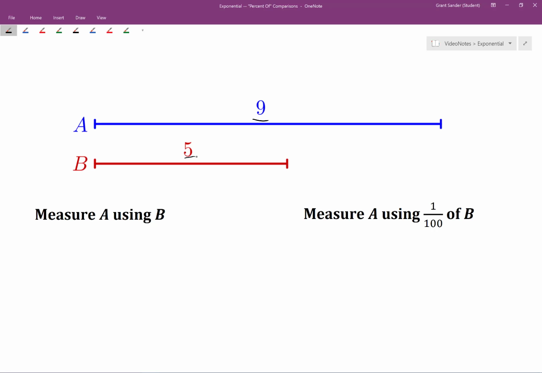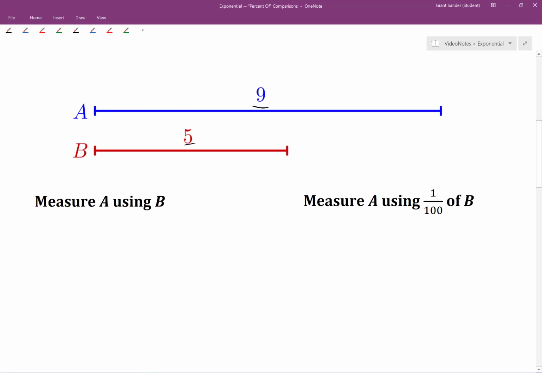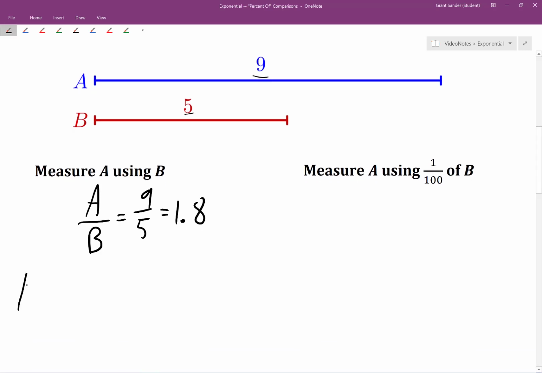If we visually look at this, A is a little less than 2 times as long as B, so the measure of A in units of B is a little less than 2. But we can be more precise since we know the values of A and B. The measure of A in units of B is A divided by B, which is equal to 9 divided by 5, which is equal to 1.8. So if we measure A using B, we get a measurement of 1.8. So we could say that A is 1.8 times as large as B.